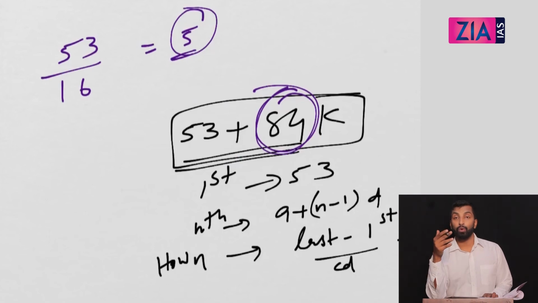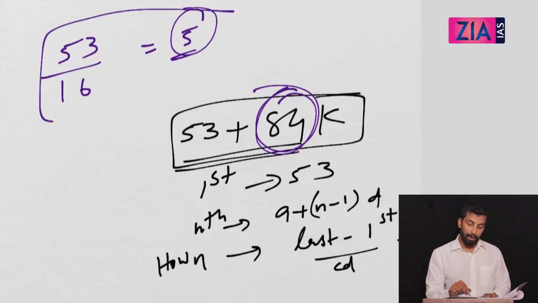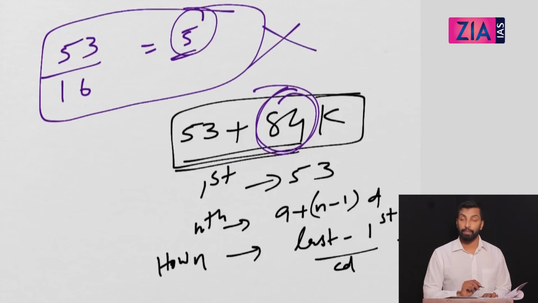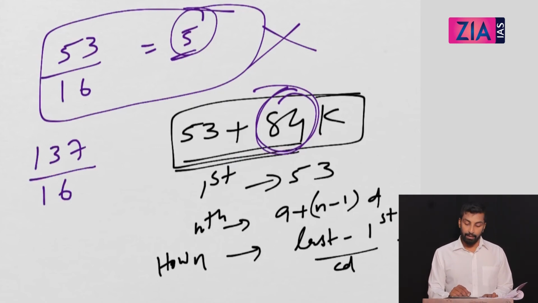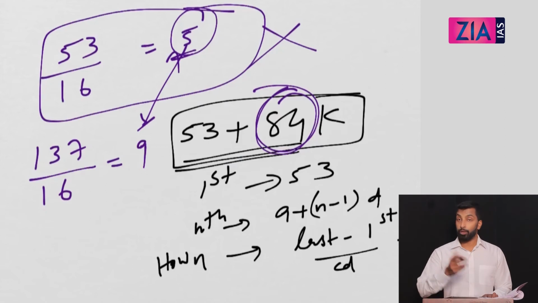So, if they ask you what is the remainder when 16 divides the same number? In the previous case also I asked you, right? So, what is the answer here? Generally what you do, 53 divided by 16, 5. But that's what most of the people do. That's not the correct answer. Why? Because if you take the next number, 53 plus 84, what is that? 137. When you divide this number by 16, you get a different remainder. You get 9 as the remainder here. So you are getting two different remainders and you don't know what the number is. The number can be anything in the series, right?